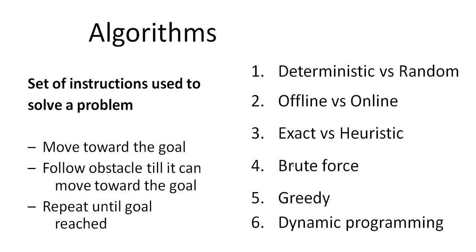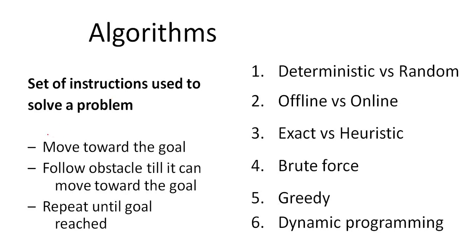Now we shall learn about algorithms and their types. So what is an algorithm? An algorithm is a set of instructions used to solve a problem. So an algorithm can be any computer program, you can say, that can be used to perform a specific task, or to solve a problem.